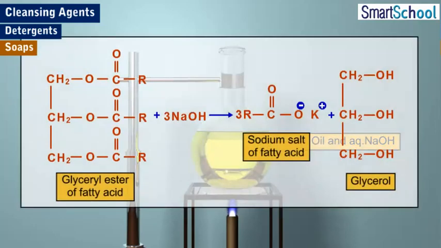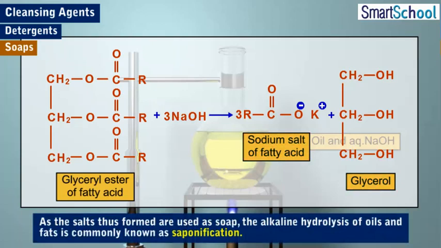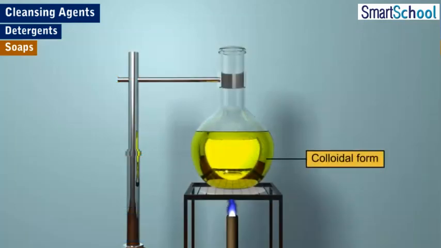The hydrolysis of oil or fat results in the formation of a mixture of a sodium salt of a fatty acid and a glycerol, as shown in the equation here. As the salts thus formed are used as soaps, the alkaline hydrolysis of oils and fats is commonly known as saponification. In this reaction, esters of fatty acids are hydrolyzed and the soap obtained remains in colloidal form.